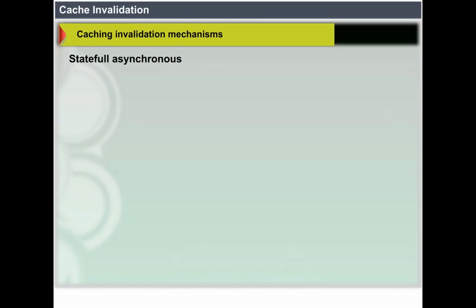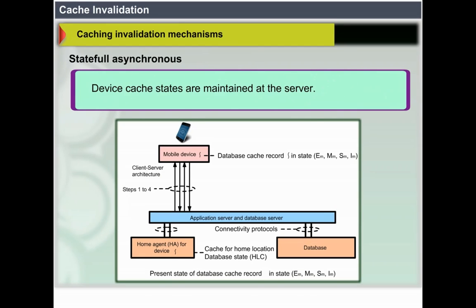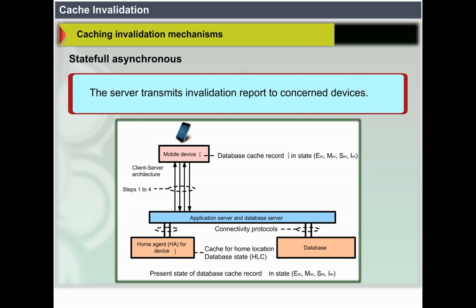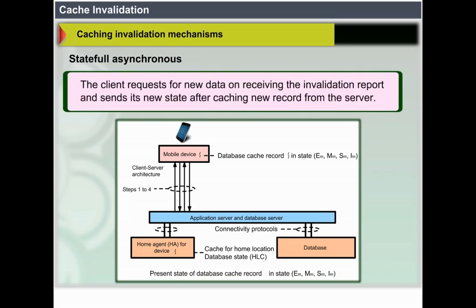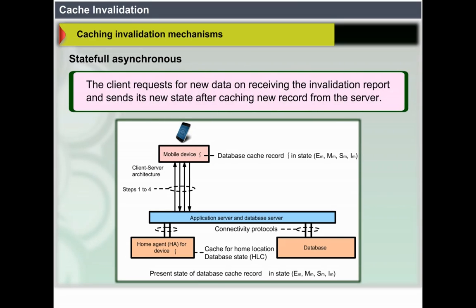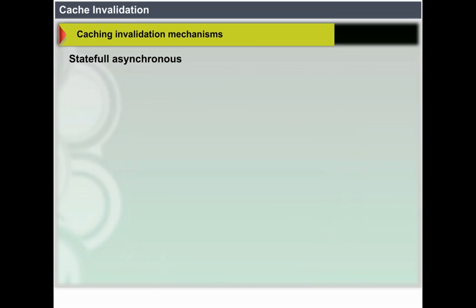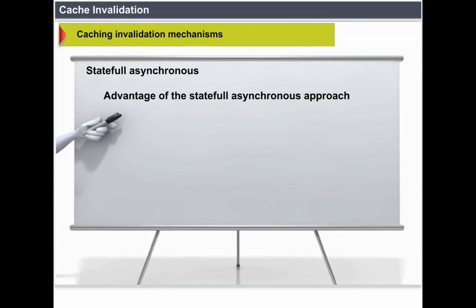Stateful asynchronous. Device cache states are maintained at the server. The server transmits the invalidation report to concerned devices. The client requests new data on receiving the invalidation report and sends its new state after caching the new record from the server. Advantage of the stateful asynchronous approach.